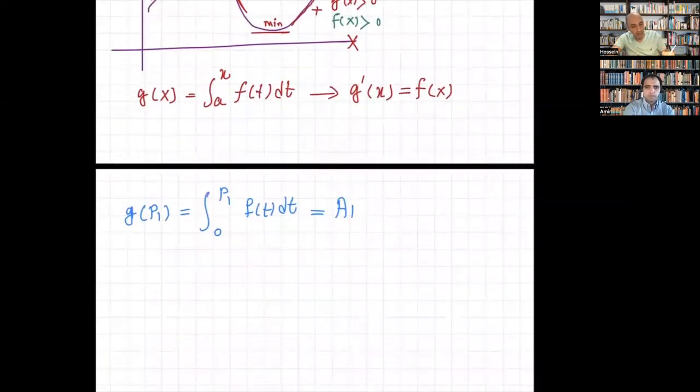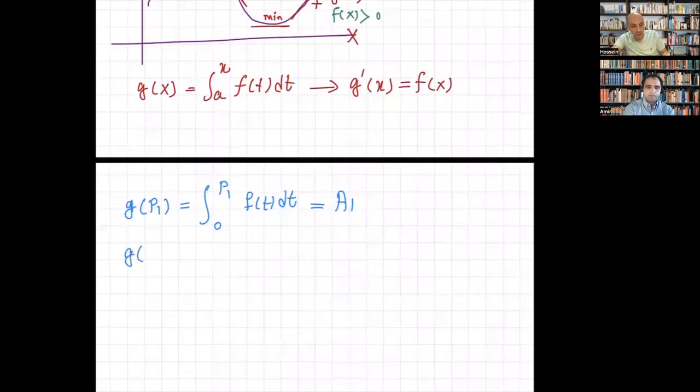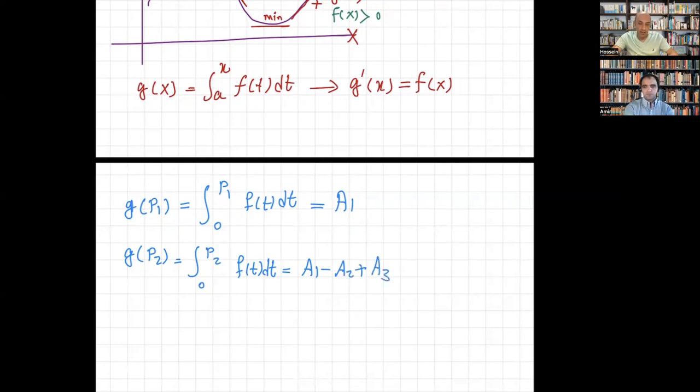Now I'm moving down here. So g at P2 is equal to the integral from 0 to P2 of f of t dt, which is equal to A1 minus A2 plus A3. And from the graph, we know that A1 is greater than A2, and A2 is greater than A3.